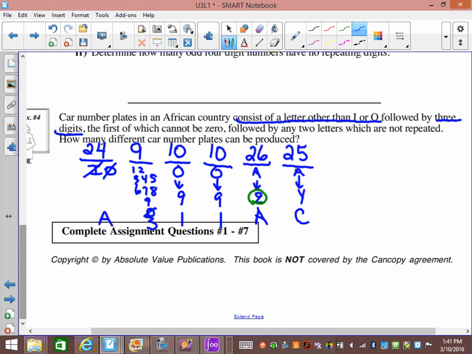So how many is this? What's 24 times that? 14,040,000. So just a few options. Small.